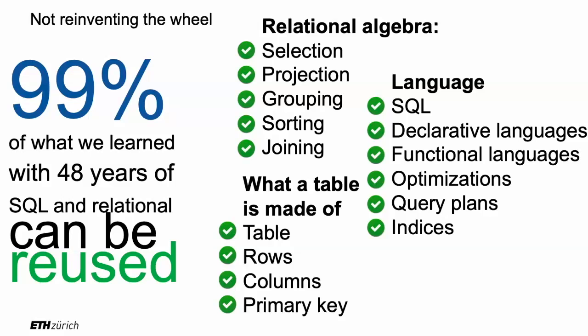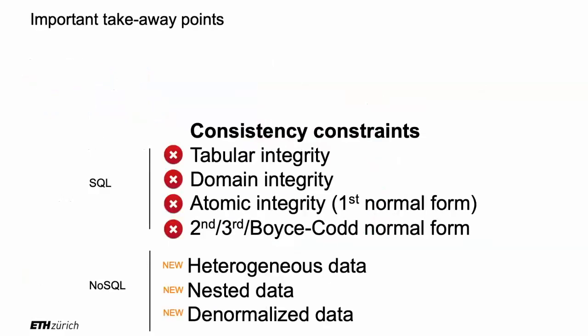SQL will still have it. Declarative functional will still have it. Optimizations, query plans, that's the secret optimizations behind the scenes, will still have them. Indices to accelerate the queries will still have them. That's nice, right? We just need to swap the physical level.